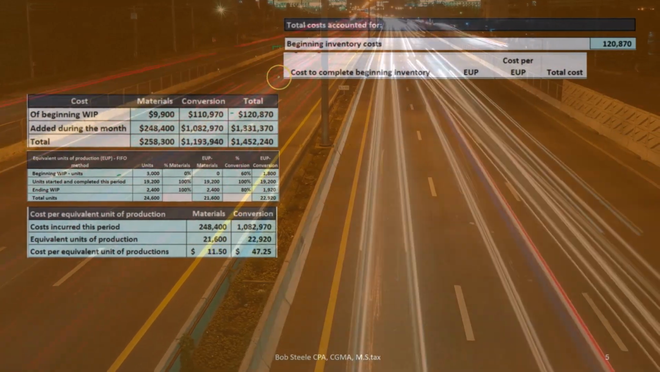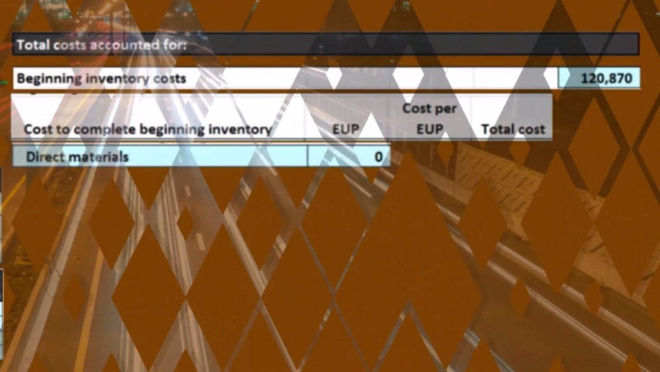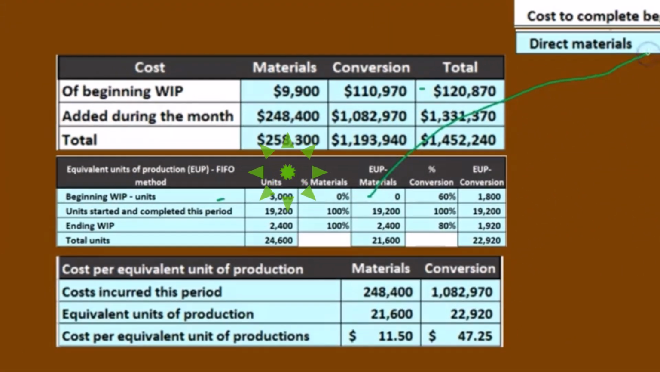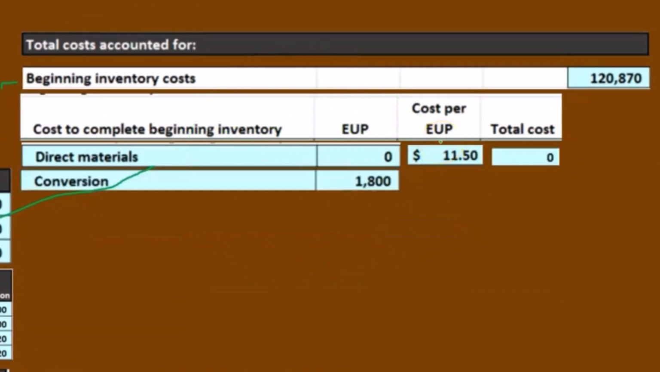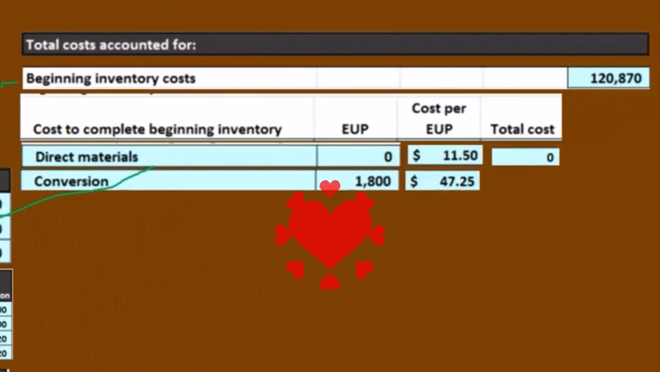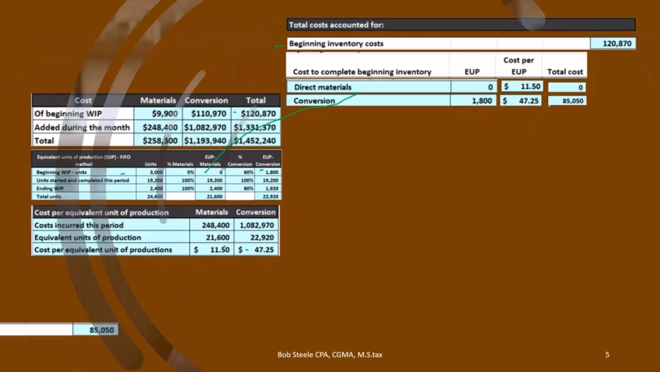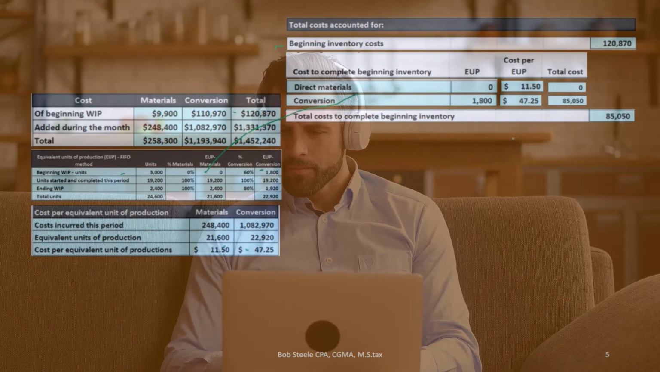So we've got the beginning costs. We're going to say the direct materials was 0. So that's this number here. Direct materials is 0, and times, of course, the 1150 here gives us, of course, 0. And then we're going to take the conversion in terms of this beginning line, which was this 1008. 1008 times the conversion cost per unit, the 47.25, gives us the 85.50. And if we then add those up, we get the total cost to complete the beginning inventory.